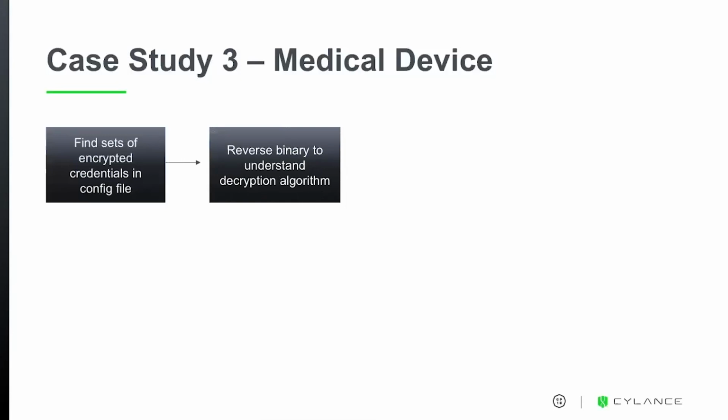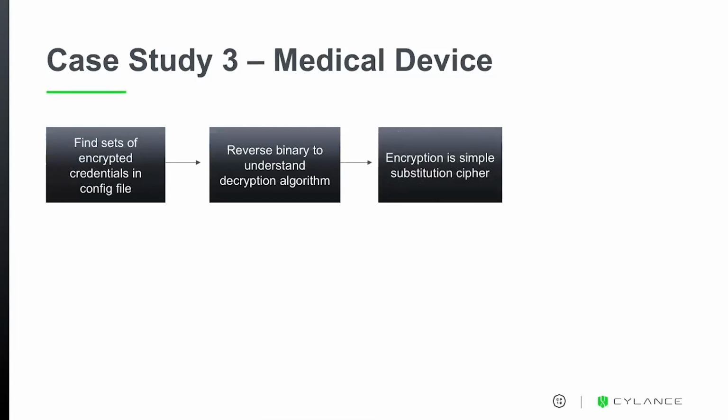So the first thing we did was we went to the binary that we believed handled these credentials, the main executable for this application, and we reverse engineered it, performing static analysis in order to understand the decryption algorithm, right? And what we found was the encryption algorithm is just a simple substitution cipher, almost like a Caesar cipher, right? And it basically went like this.